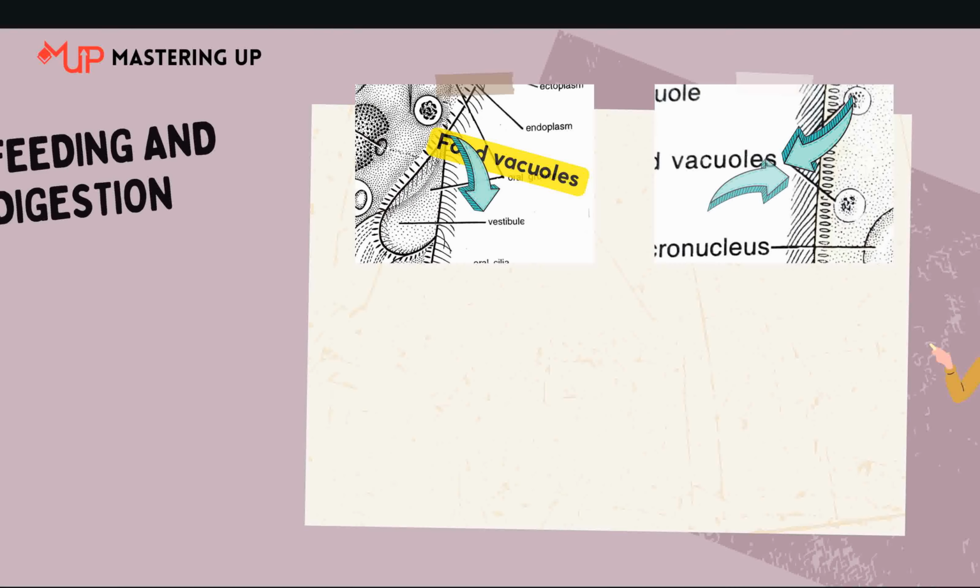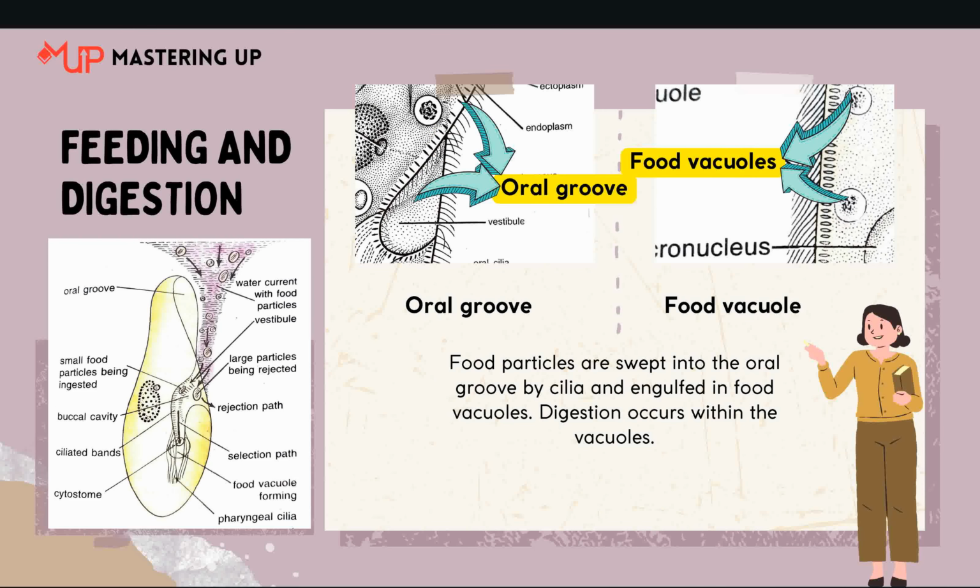Now, let's move on to feeding and digestion. Food particles are swept into the oral groove by cilia and engulfed in food vacuoles. The digestion occurs within these vacuoles. You can see the oral groove in the image above and the food vacuoles.